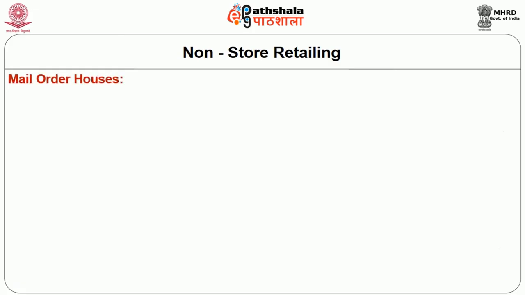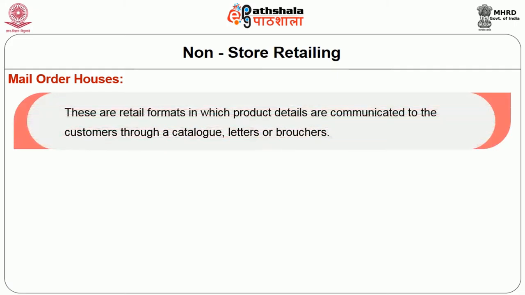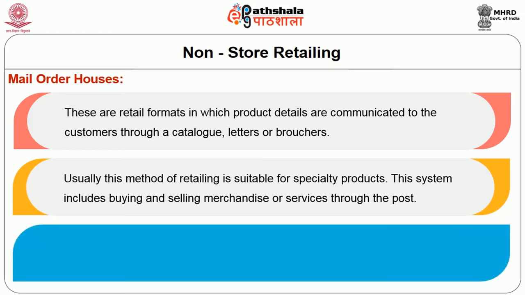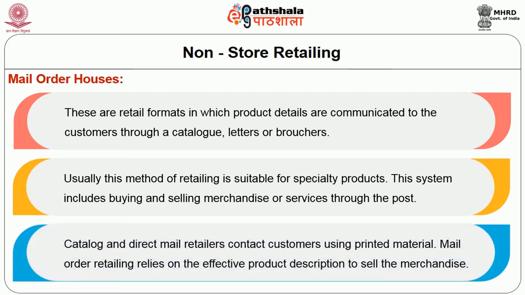Mail order houses. Mail order houses are retail formats in which product details are communicated to the customers through a catalog, letter or brochures. Usually, this method of retailing is suitable for specialty products. The system includes buying and selling merchandise or services through the post, catalog and direct mail. Retailers contact customers using printed material. Mail order retailing relies on effective product description to sell the merchandise.